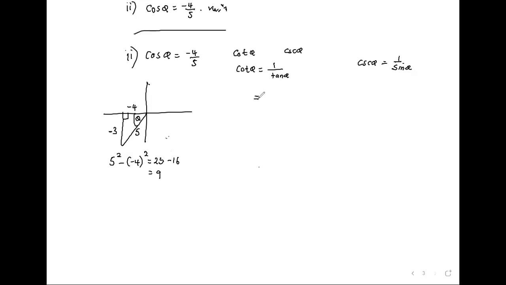So we come here now and say, cot theta is 1 over tan theta. But tan theta is opposite over adjacent. So that's minus 3 over minus 4, which is equal to 3 over 4. So cosec theta is 1 over sine. Sine is opposite over hypotenuse. So it's 1 over minus 3 over 5, which is minus 5 over 3.